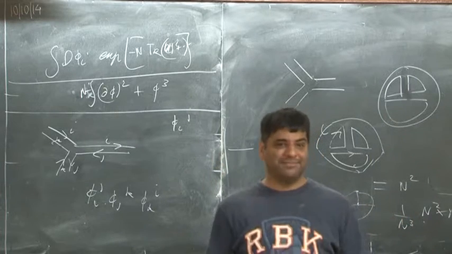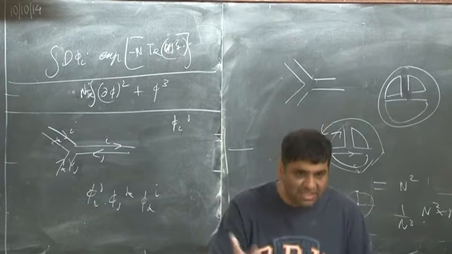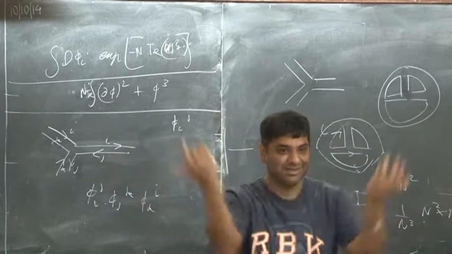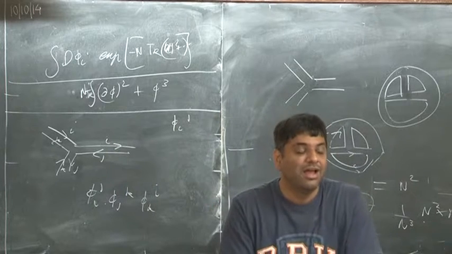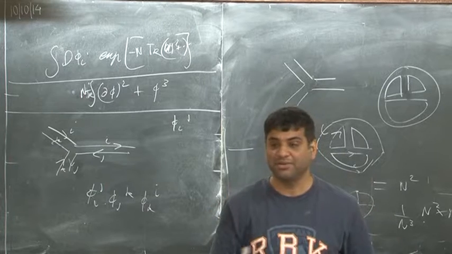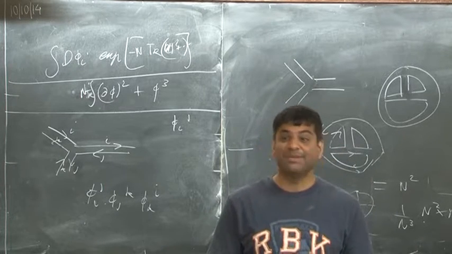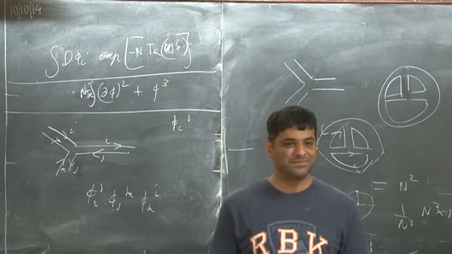Okay, we'll have the same power of n. However, not every diagram can be drawn on a sphere or plane without crossing each other. Some diagrams, in order to be drawn without crossing each other, would need to be drawn on a torus. Some diagrams would need to be drawn on a genus 2 surface.